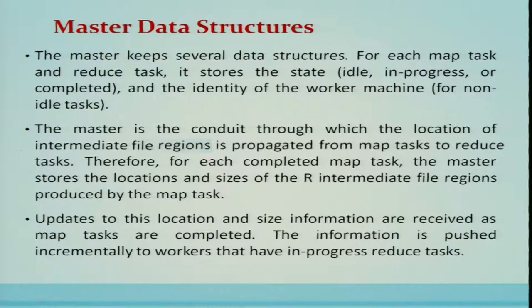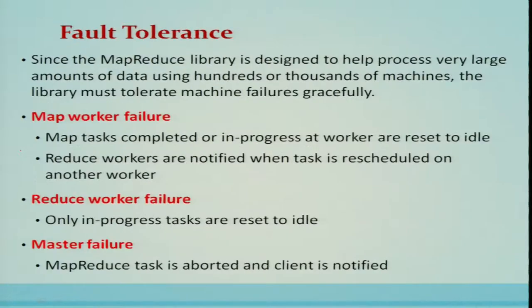So the master is the conduit through which the location of the intermediate regions is propagated from map task to reduce task. Therefore, for each completed map task, the master stores the location and sizes of the R intermediate file regions produced by the map task that we have already explained. Updates to this location and size information are received as the map tasks are completed. The information is pushed incrementally to the workers that have in-progress reduce tasks.